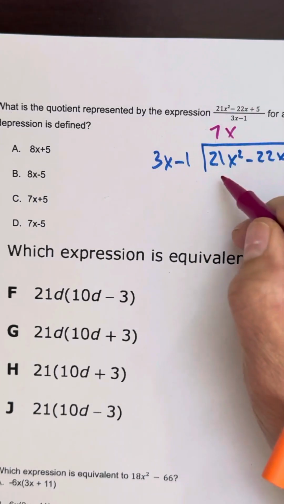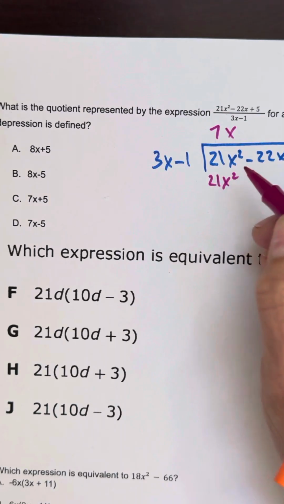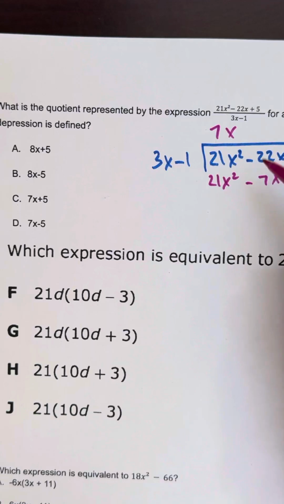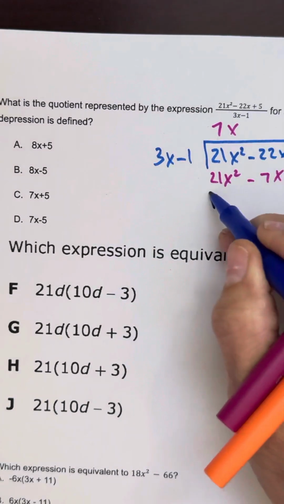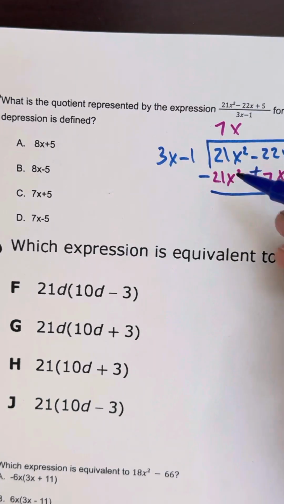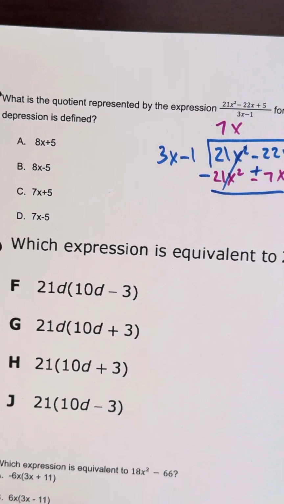7x times 3x is 21x squared. 7x times negative 1 is negative 7x. And then, just like a long division problem, you subtract. So you change the signs. So 21 minus 21 goes away. Negative 22 plus 7 is negative 15x. And then bring down the 5.